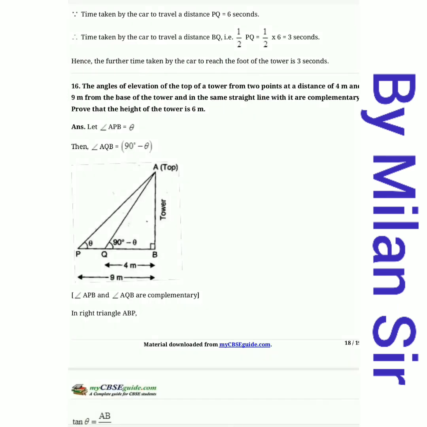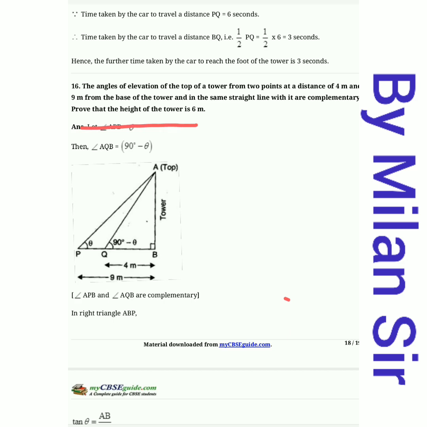Question number 16. The angle of elevation of the top of a tower from 2 points at a distance of 4 meter and 9 meter from the base of the tower and in the same straight line with it are complementary. Prove that the height of tower is 6 meter. Here the height of the tower is given, but we need to prove it. So finally we need to find this height of the tower.